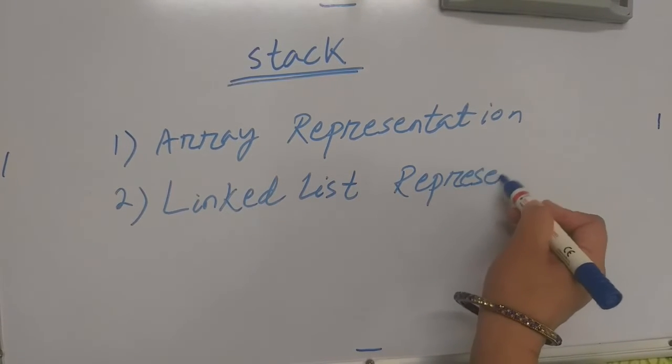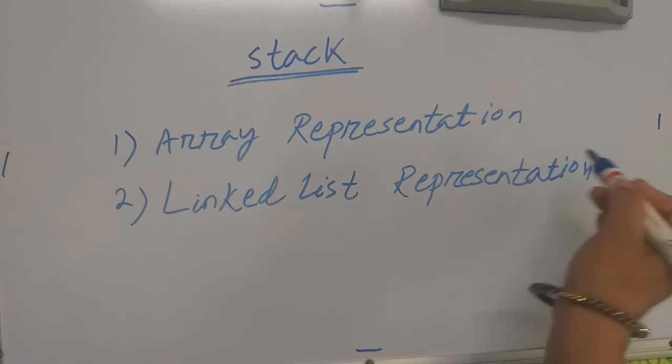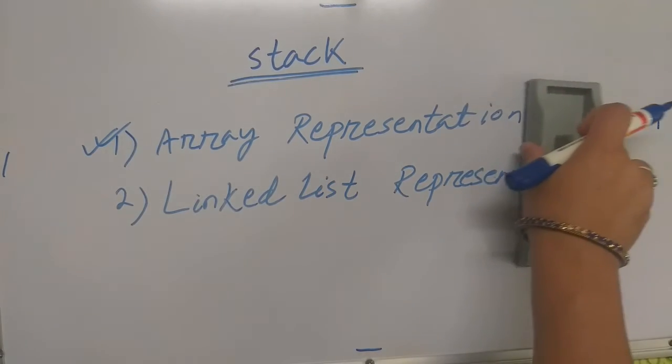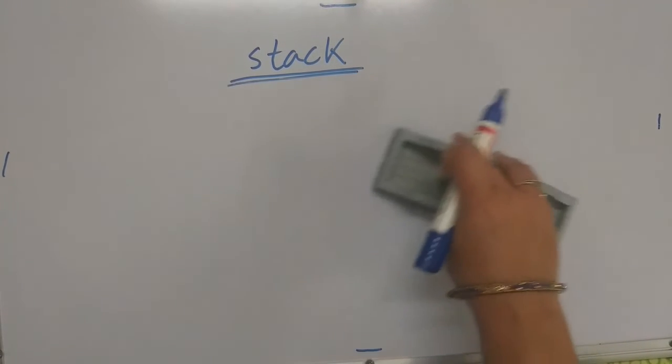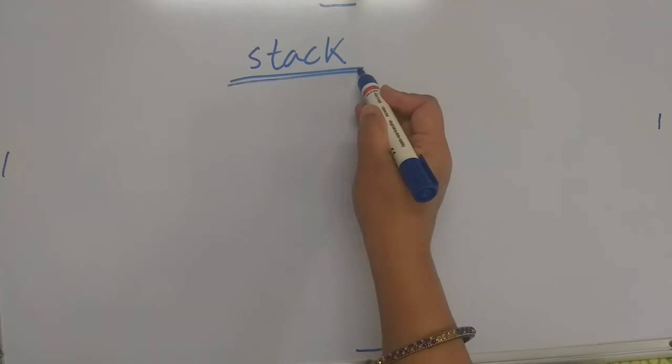Okay, so before starting, first we explain the array representation, then after that we discuss the linked list representation. So what do we mean by the array representation? Here in the array representation, we know that the stack is a linear type of data structure, and there are two operations, one is push and another is pop.